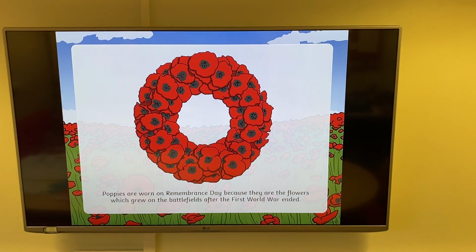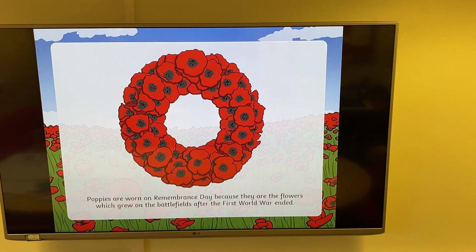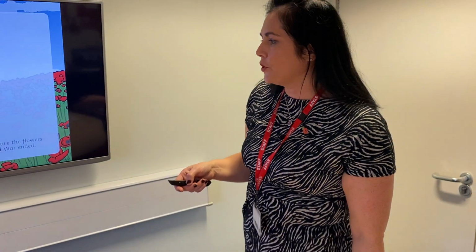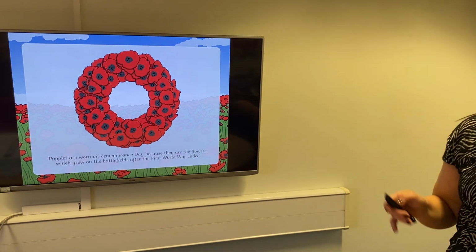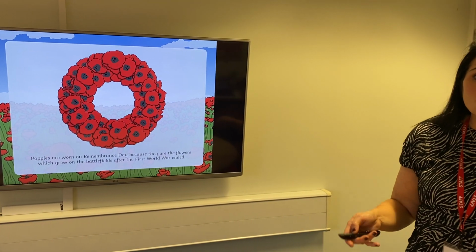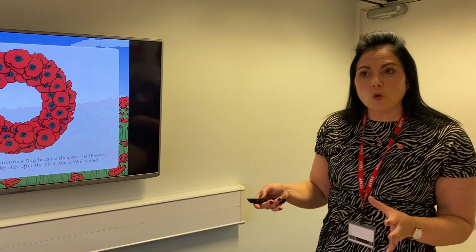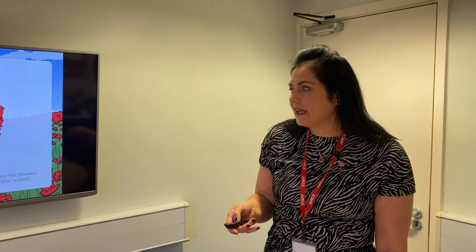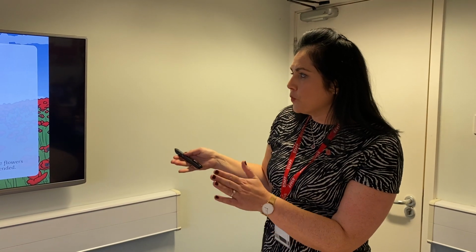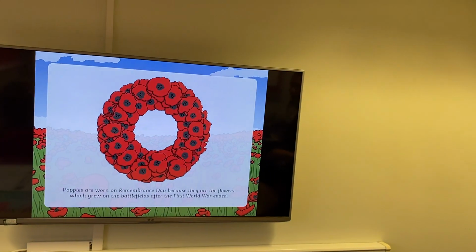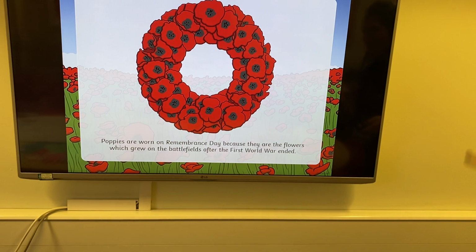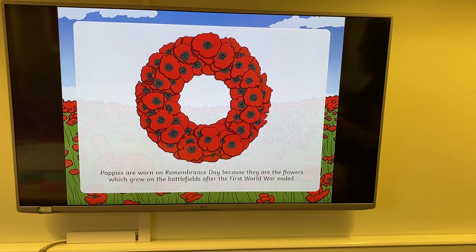So I just mentioned poppy wreaths, and poppies are the flowers. I've got mine on today on my dress, a tiny one there. Poppies are worn on Remembrance Day because they are the flowers which grew on the battlefields after the First World War ended. So those fields where lots of soldiers had unfortunately died and fought to help defend their country, after the war ended, poppies grew in those fields, and they're very beautiful flowers as well, aren't they? So that's why poppies are the symbol of Remembrance Day.